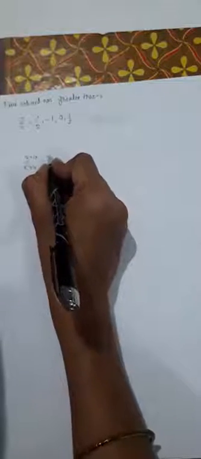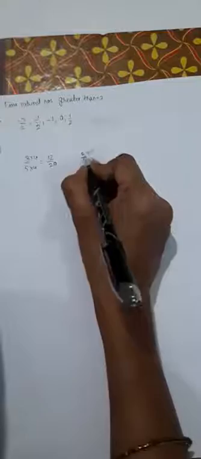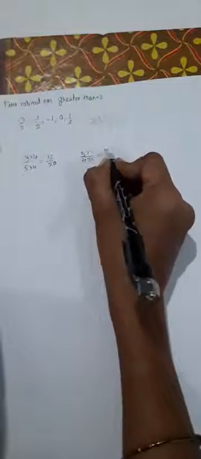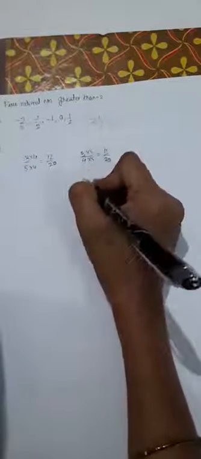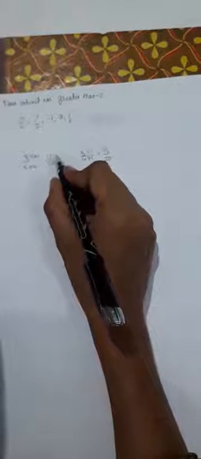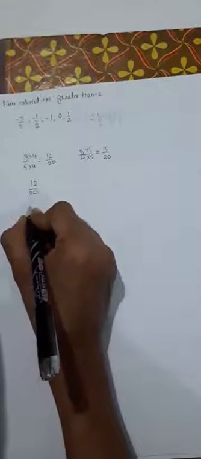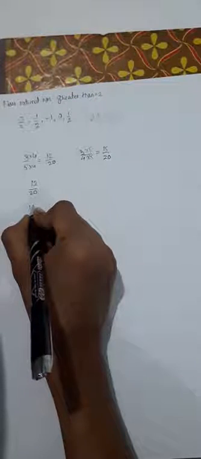So it is 12 by 20. Here we multiply 5 with the numerator as well as the denominator, giving 15 by 20. So how many rational numbers can we get? 13 by 20, 14 by 20 and 15 by 20. It is very less. So first let us multiply 12 by 20 and 15 by 20 with 2.